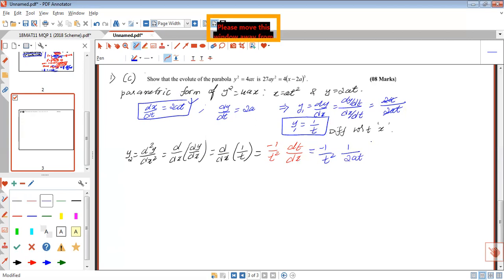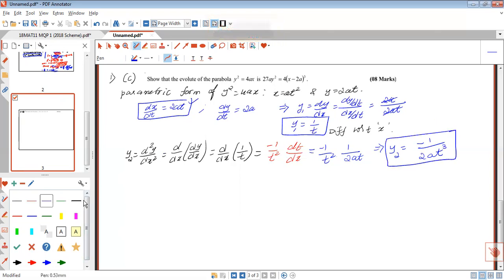So the answer for y2 is minus 1 by 2a t power 2 plus 1, that is 2 power 3, t power 3. Right? This is the value of y2. Now we know that the center of curvature x bar is equal to x minus y1 divided by y2 times 1 plus y1 square, and the center for y axis, that is y bar, is y plus 1 by y2 times 1 plus y1 square.